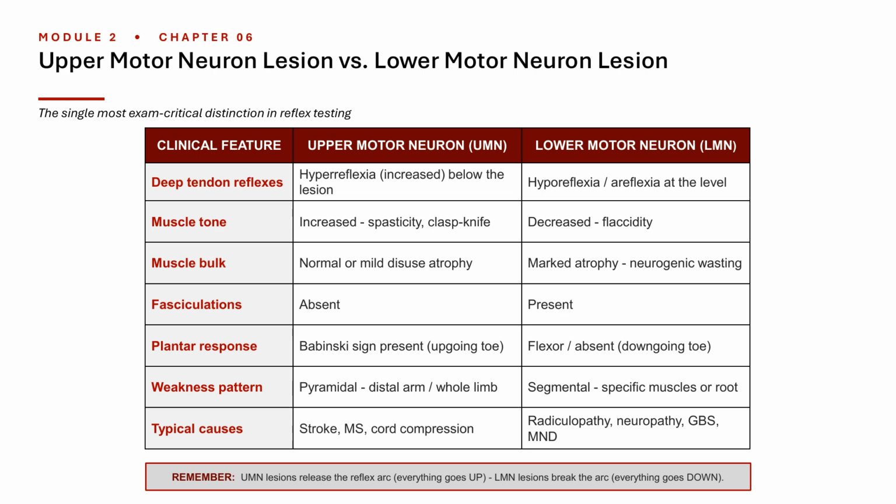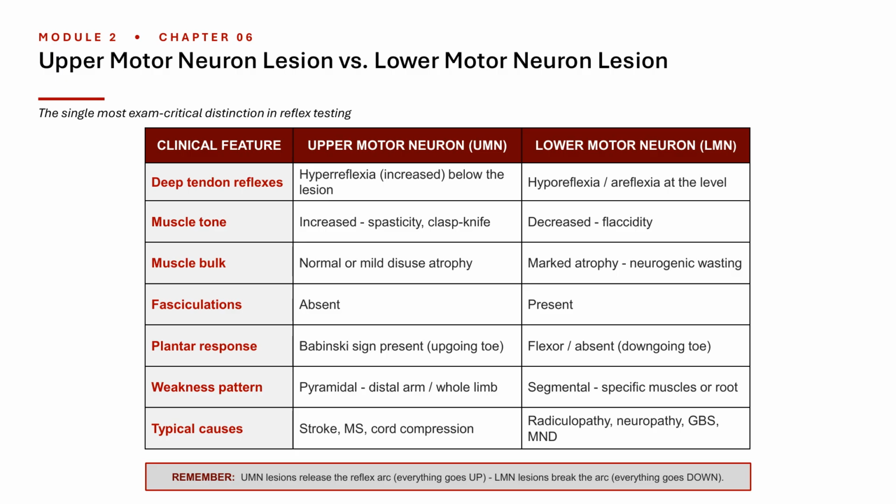Weakness pattern. UMN: pyramidal distribution. Distal upper extremity and the entire lower extremity, following the anatomy of the corticospinal tract. LMN: segmental or focal. Specific muscles corresponding to the damaged root or nerve. Typical causes. UMN.